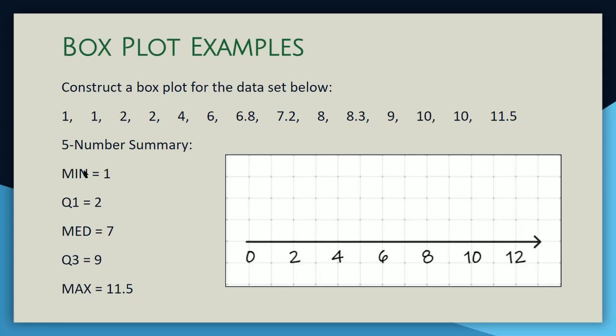The next step is we're going to draw lines vertically above each of the numbers in our 5-number summary. So I'm going to draw a vertical line here at 1. I'm going to draw a vertical line at 2, a vertical line at 7, which is right here, one at 9, and one at 11.5, which is halfway between 11 and 12, which is right about here.